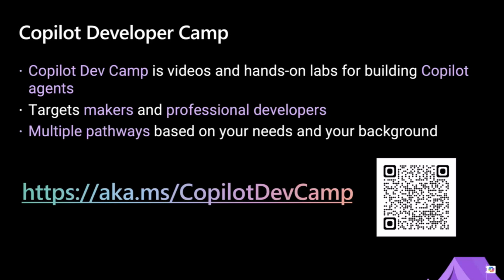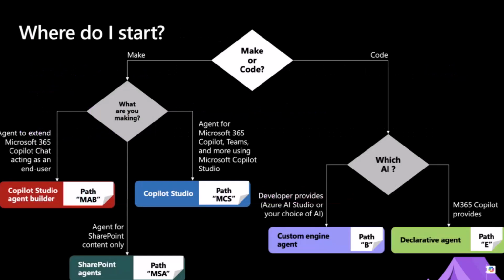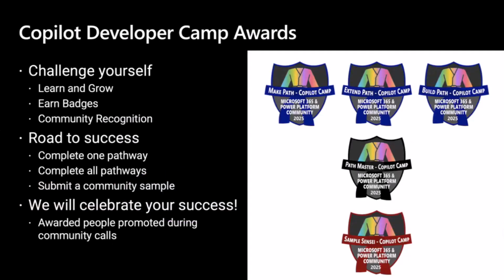Here you can find the URL for the Copilot Camp. And in the labs, we have content which goes from the maker path to the code path, depending on what you want to do and build. And today, we are focusing our attention on the Microsoft Copilot Studio section, so the MCS series of labs. And if you complete all of the labs in any of the pathways, you will also have a chance to get a badge. So why not do that?